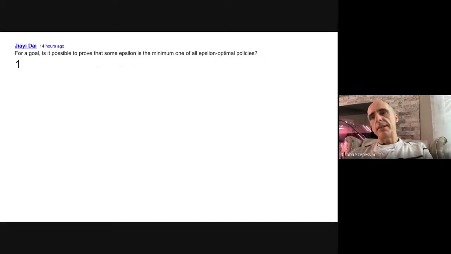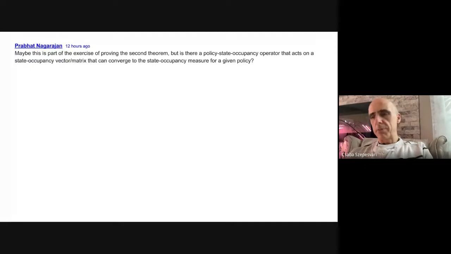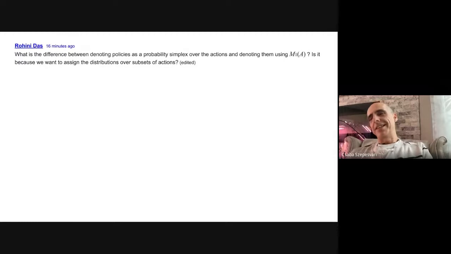All right, so I just answered this one. Kushagra is asking, if I'm not wrong, occupancy measure is something like the expected discounted number of times to visit a state-action pair. Yes. That was easy. And maybe this is part of the exercise of proving a second theorem. Yes. That was easy.